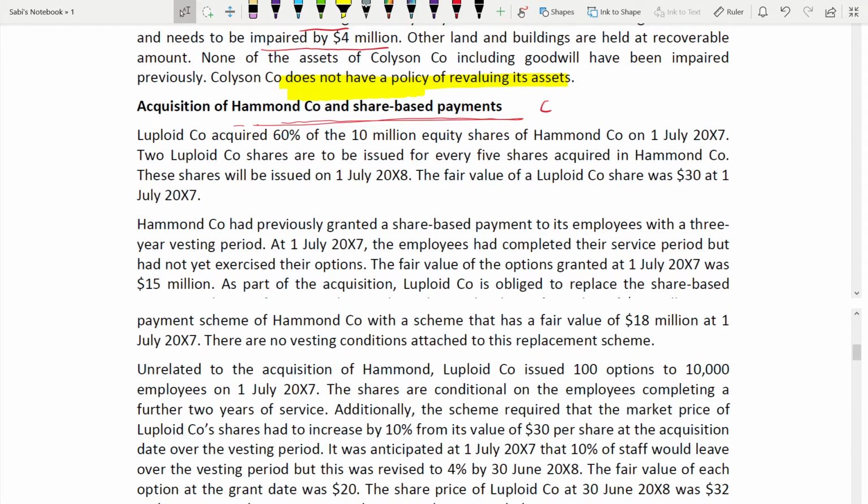Luploid acquired 60% of the 10 million equity shares of Hammond on 1st of July 2007. 60%, 10 million, 1st of July. The date is very important, and how much they have acquired. 2 Luploid shares are to be issued for every 5 shares acquired in Hammond. The shares will be issued on 1st of July 2008, after 1 year. So the fair value is important on this date.